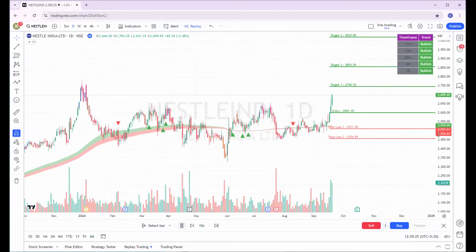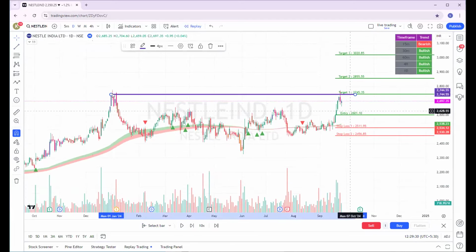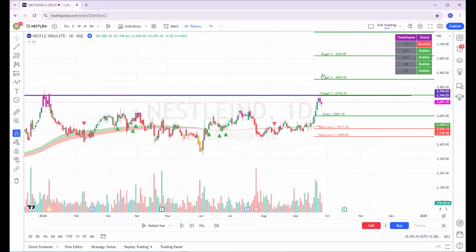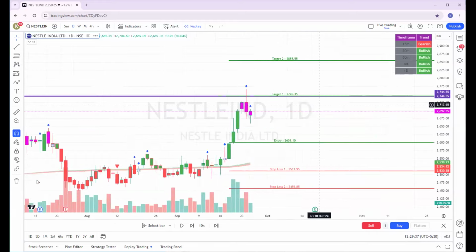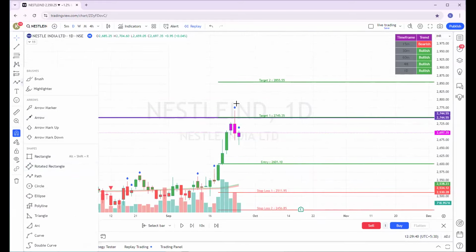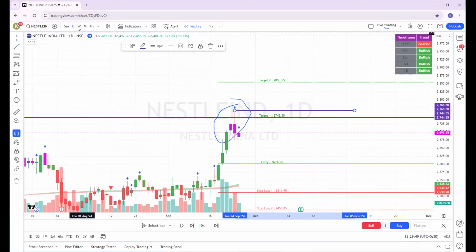Okay. What would you guys do here? You would go for a breakout entry, right? Yes. Most of the people would go for a breakout entry. What would I do? I would not do anything. I would have marked this as a reference candle. Only if this sustains above this for 1 day or 2 days, I would enter. Otherwise, I would not enter this.